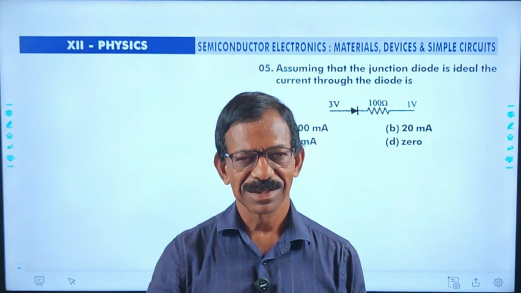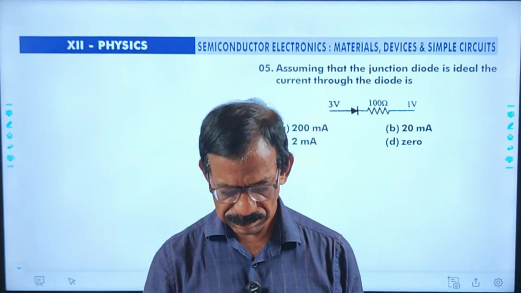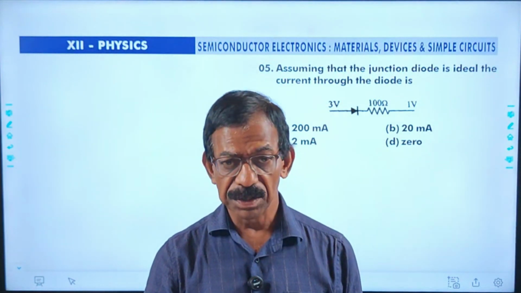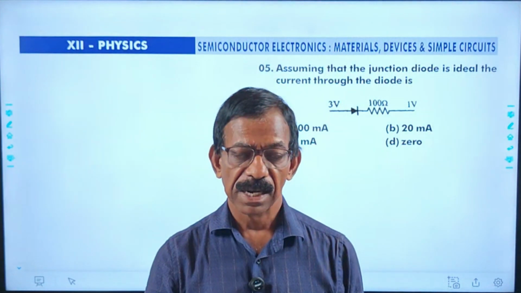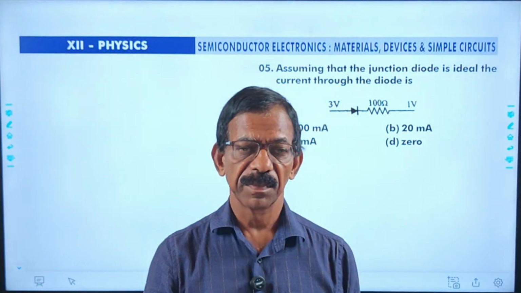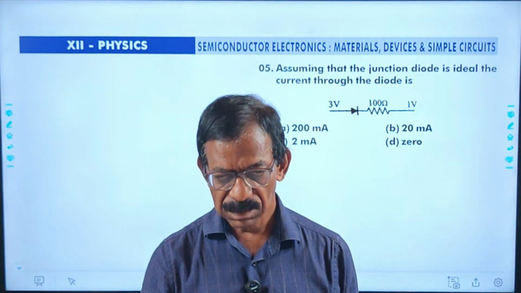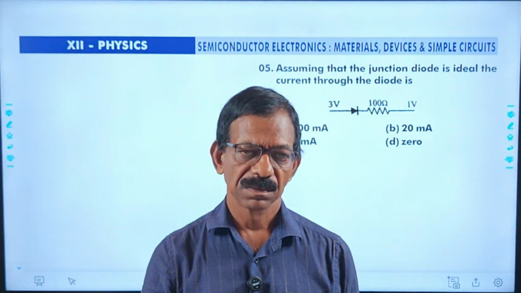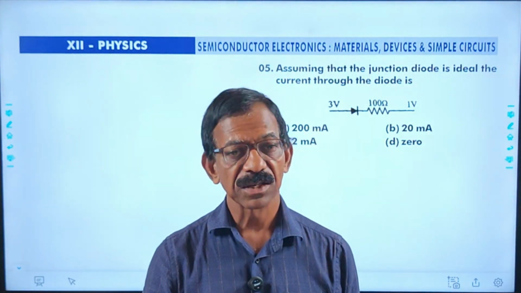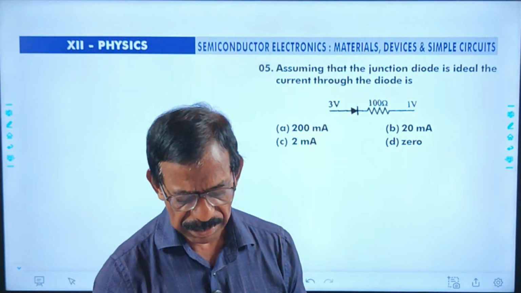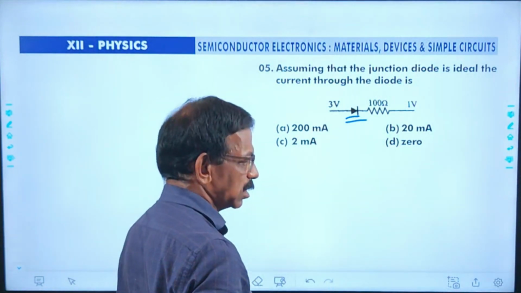Now, it is the last question related to this chapter. Question number 5. Assuming that the diode is ideal, current through the diode. A diode has two parts, namely P and N type, joined to form a diode with a junction. What is an ideal diode? The diode having forward resistance 0 and reverse resistance infinite is called an ideal diode. That is, we may consider that this diode has no resistance.